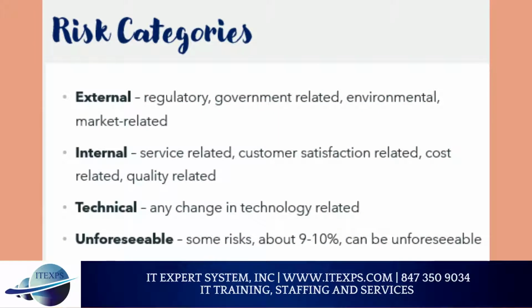Types of risks. External risks are created by external forces. Example: government, economic factors, suppliers. Internal risks are created by internal forces. Example: resource risks, finance risk, priority risks, space constraints. Technical risks are created by technology limitation. Example: on-premise versus cloud technology. Unforeseeable, these are unknown risks, we don't know, but it sometimes happens.